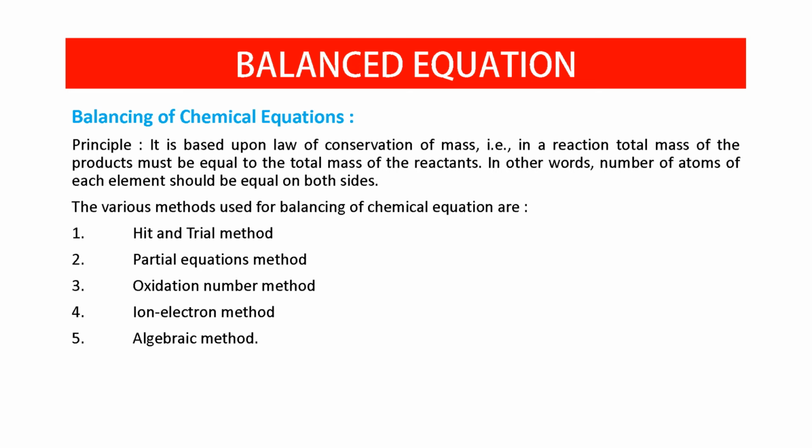There are different methods for balancing a chemical equation, like the hit and trial method, partial equation method, oxidation number method, ion electron method, and algebraic method. There are many methods which you are going to study in senior classes. In this class you have only one method, the hit and trial method, because it is very simple and common, and it is used in most reactions. So we are going to learn the hit and trial method.